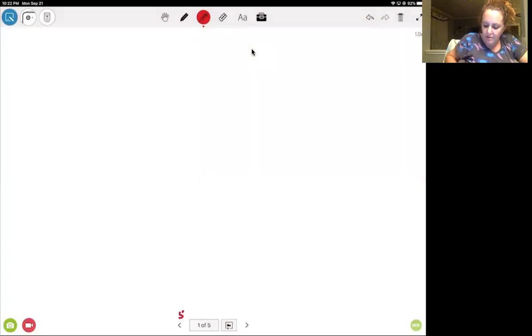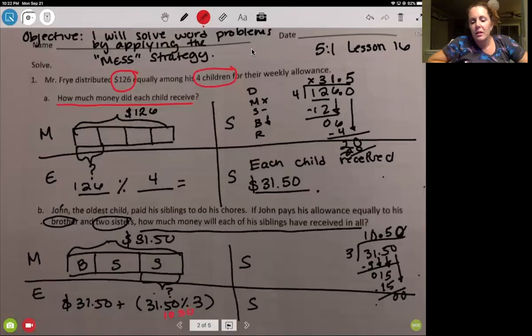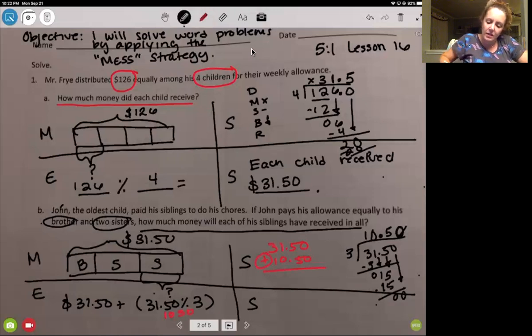Okay, too close to that arrow button. So now we need to do 3150 plus the 1050. Once we've added these both together, we're going to put in our answer. My sentence frame, each sibling gets, I'm going to put my answer, and I'm going to let you figure out that final part.